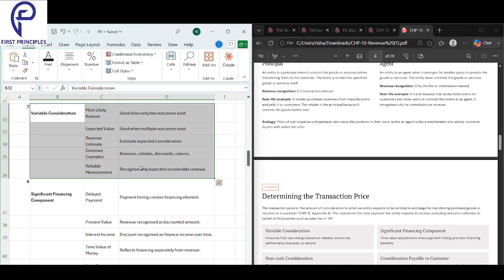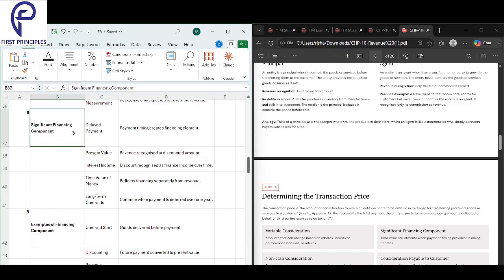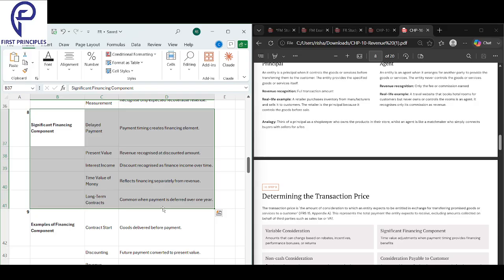Okay. Next is if there's a significant financing component. If there's a significant financing component, what happens in that case? Firstly, if the customer pays very late and there's a lot of gap between the transaction date and the settlement date, we say there's a significant financing component, right?